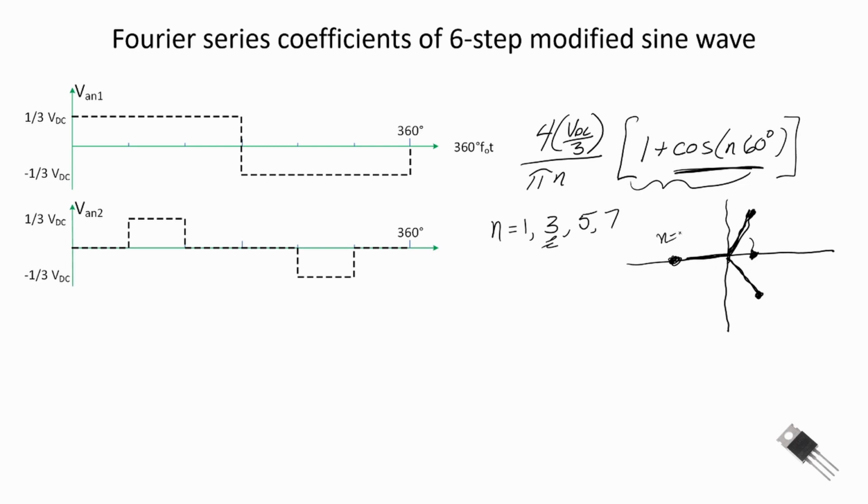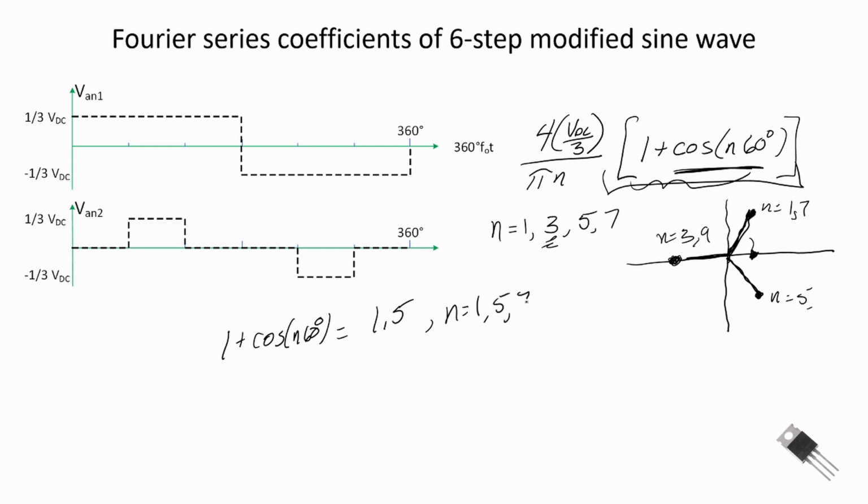So here's n equal to 3. This is n equal to 1. This is n equal to 5. Here's going to be n equal to 7. So it'll be 1/2. N equal to 9 will be -1. 1 minus 1 is going to be 0, so on and so forth. So we see that this term, 1 plus cosine n 60, is equal to 1/2 for n equal to 1, 5, 7, 11, not 15.